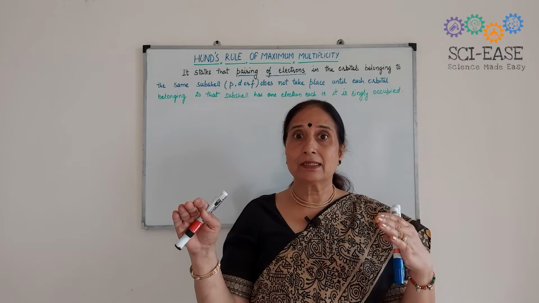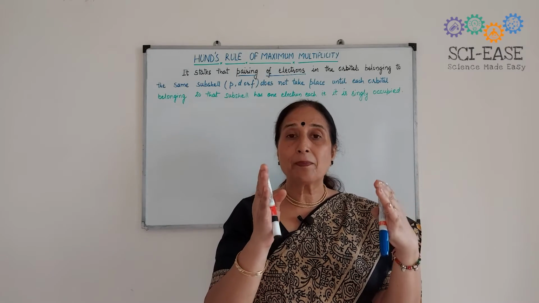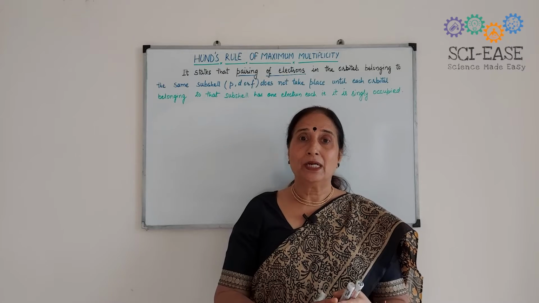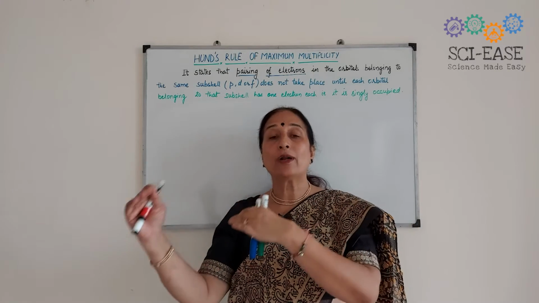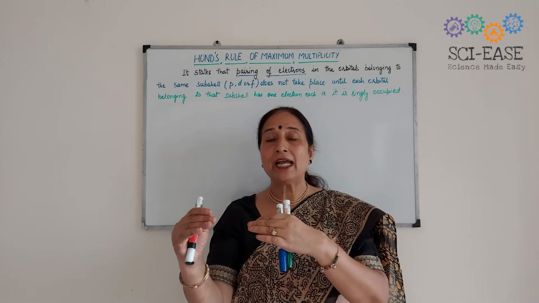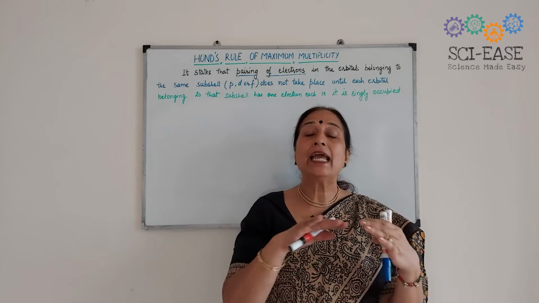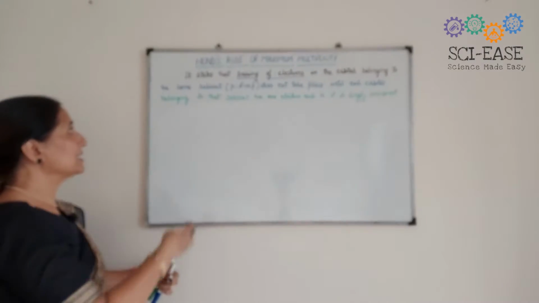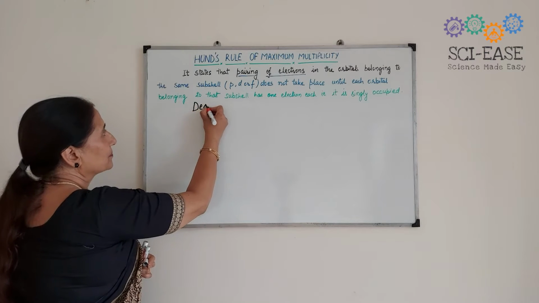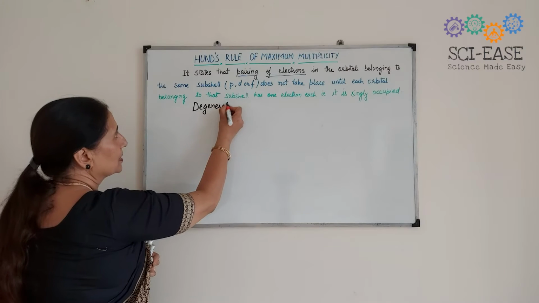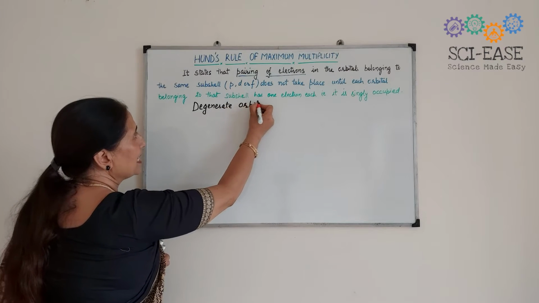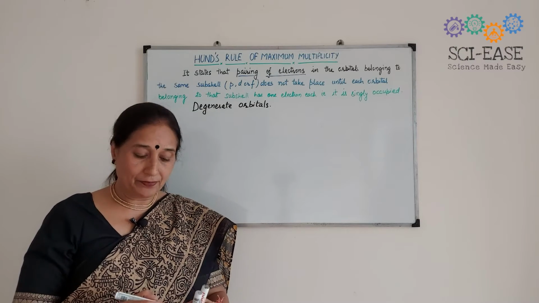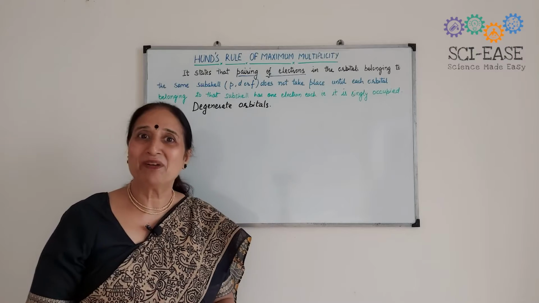So in these subshells, the orbitals which are present have the same energy. The subshells like p, d or f, which have 3, 5 or 7 orbitals respectively, have the same energy, and they are known as degenerate orbitals. So the term here is degenerate orbitals: orbitals having the same energy. How the filling of these orbitals in the respective subshell takes place is given by Hund's rule.